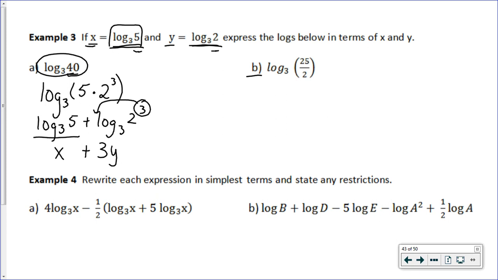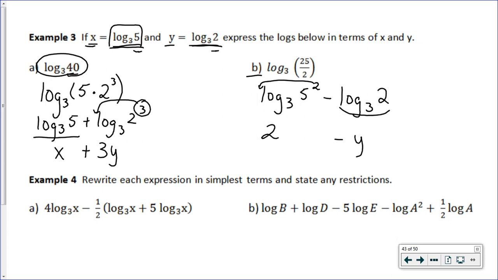All right. Again, here I'm going to separate this as log base 3 of 25, which is 5 squared. And I'm going to subtract log base 3 of 2 because it's in the denominator. This is really just y. And here, in the first term, I'm going to pop that 2 down there and get 2x. So this is really 2x minus y.